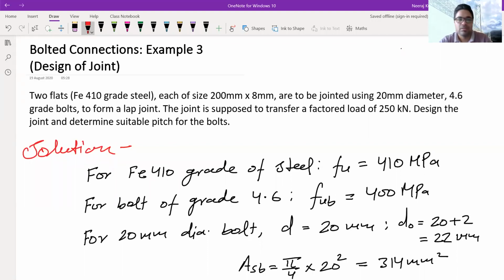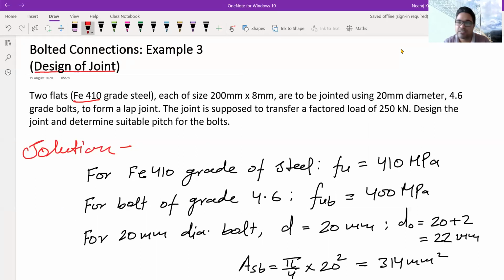Hello. So in this problem, our problem is to design a joint. We will design a joint and try to understand what is the meaning of design of joint, and what we are supposed to calculate or design in a particular joint. Now there is a problem with two flat bars.